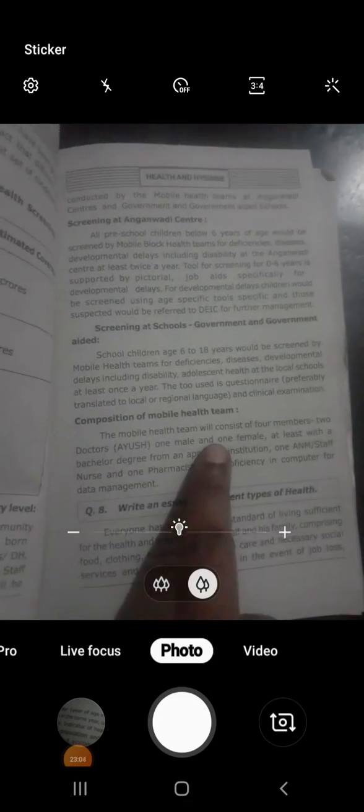Okay, and the composition of the mobile health team is nothing but Ayush doctors, one male and one female, at least with a bachelor degree from an institution should be appointed here, and a nurse and staff are also appointed for this team. Okay, so this is nothing but RBSK.